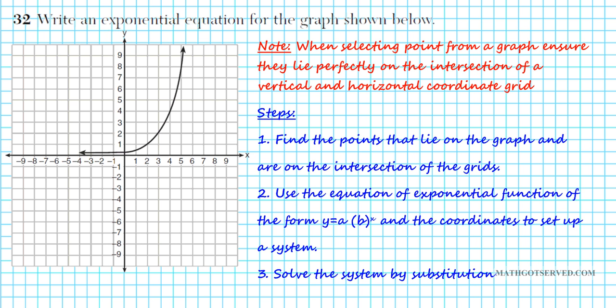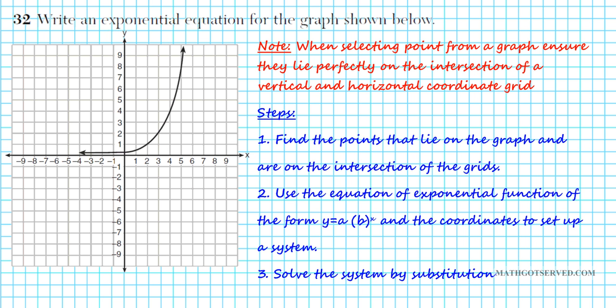All right. Okay, so let's go ahead and take a look at the steps we're going to use for this problem. First of all, we're going to find 2 points. That's all we need. We're going to find 2 points that lie on the graph and on the intersection of the grids, then we're going to use the equation of an exponential function of the form y equals a times b to the x, and the coordinates that we extract from the 2 points to set up a system of equations. After setting it up, we'll solve the system, okay?